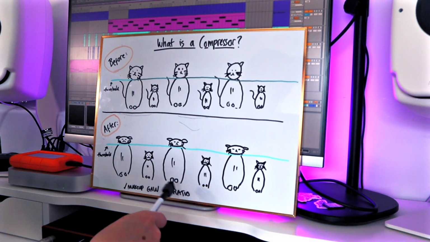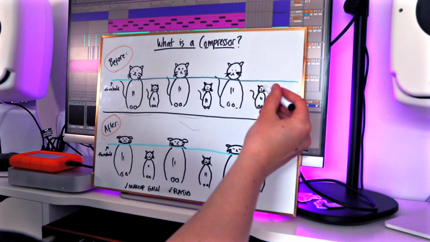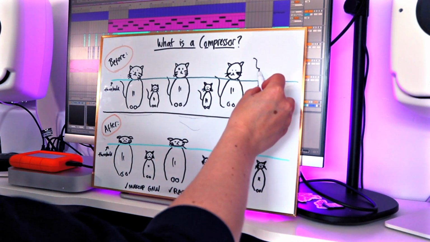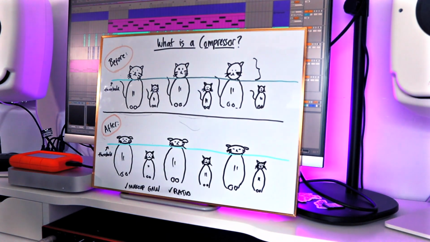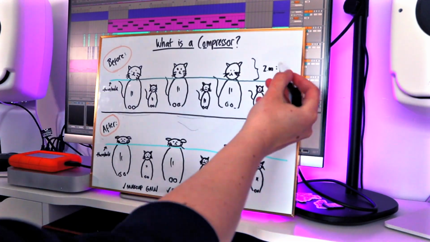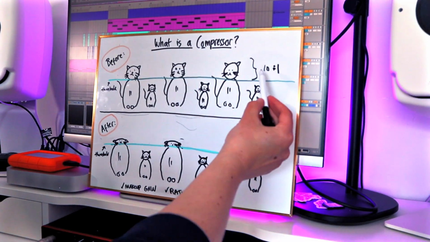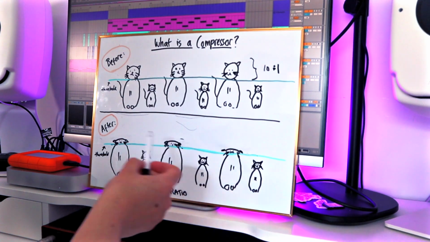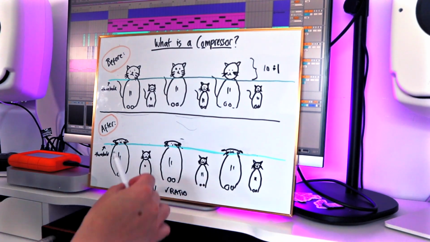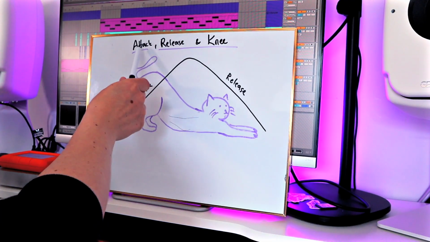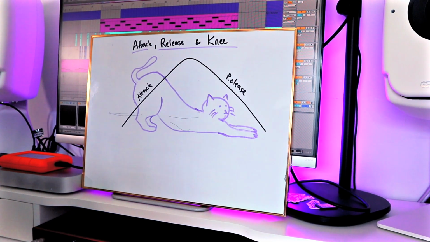After this, let's talk about ratio. Ratio means how much compression is applied above the threshold. This is an example of something like a ratio of 2:1. But what if we add a 10:1 ratio? What's happening to the cats' heads? They're getting crushed even more. Poor things. Okay, now let's talk about attack, release, and knee in a compressor.